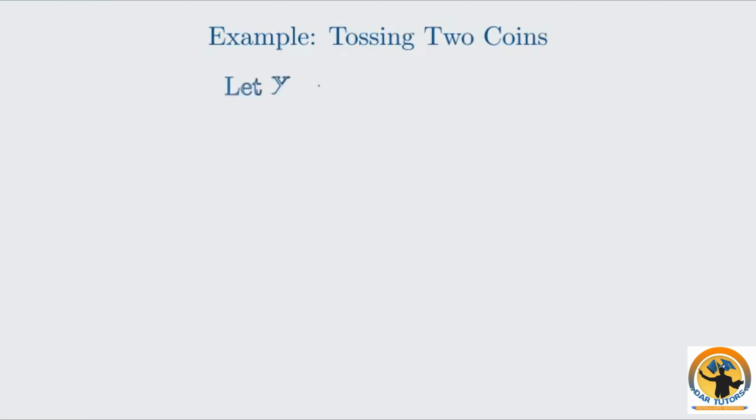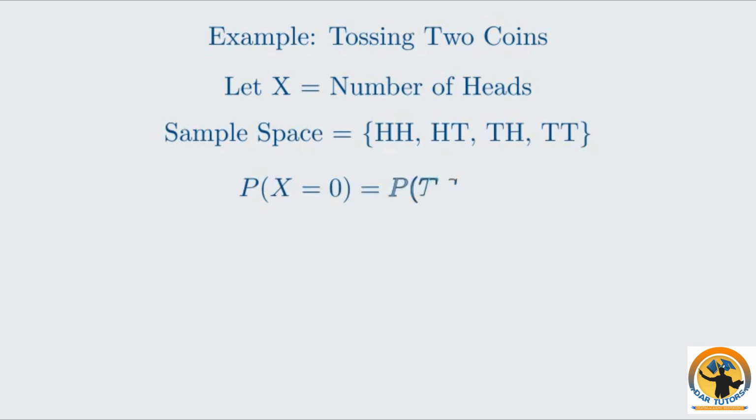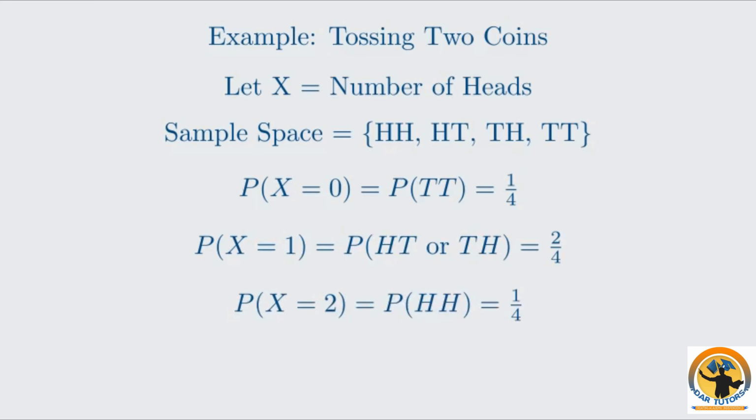We'll define X as the number of heads we get. What are the possible values for X? We can get 0 heads, 1 head, HT or TH, or 2 heads, HH. So X can be 0, 1, or 2. What are the probabilities? There are 4 equally likely outcomes: HH, HT, TH, TT. For X equals 0, TT, the probability is 1 out of 4. For X equals 1, HT or TH, the probability is 2 out of 4. For X equals 2, HH, the probability is 1 out of 4.